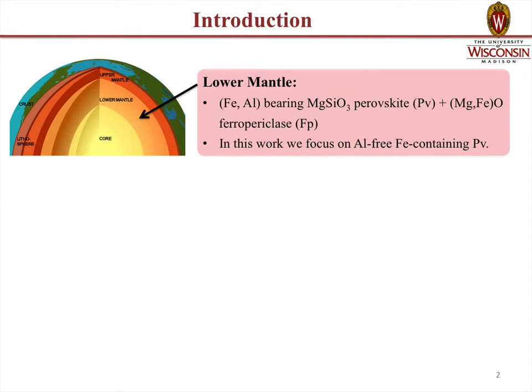The lower mantle has the largest volume fraction of the Earth's interior. The major components of the lower mantle are iron and aluminum-bearing magnesium silicate perovskite and ferropericlase. In this article, we focus on the aluminum-free iron-containing perovskite to help people understand the valence and spin state of iron under relevant lower mantle conditions.